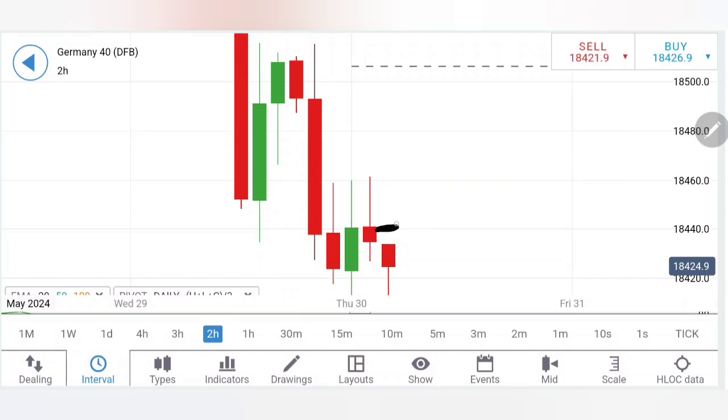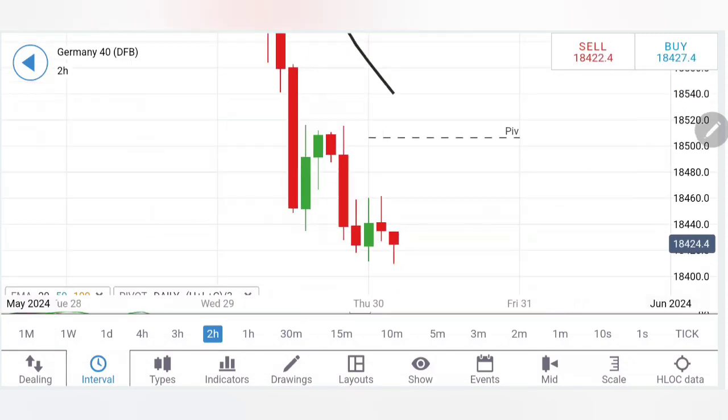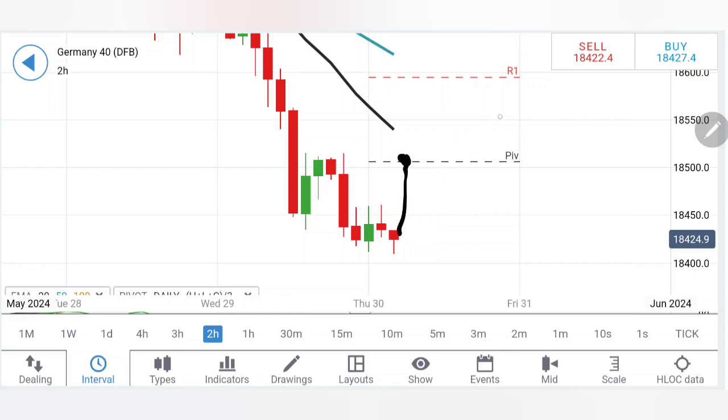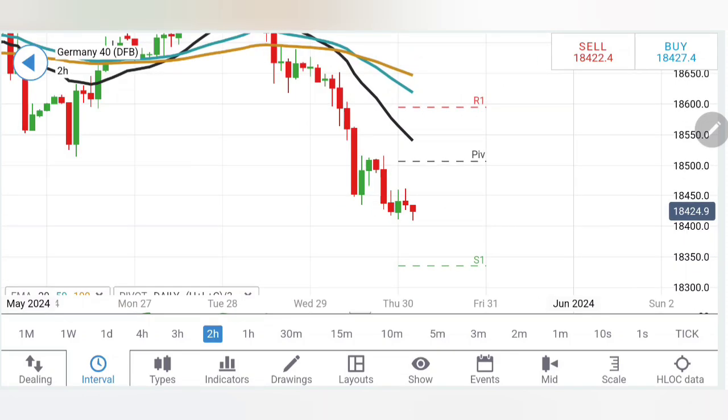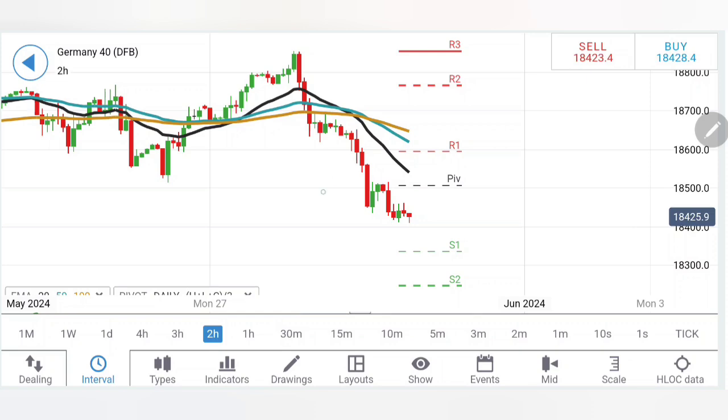On the 2-hour, the observation is more or less the same. In fact, if you see it is staying above 18,440, you can buy for 18,460, and beyond 18,460 is where we can look forward to 500, 520 zone, and beyond 520 is where we can look forward to another round of rise towards 18,550.